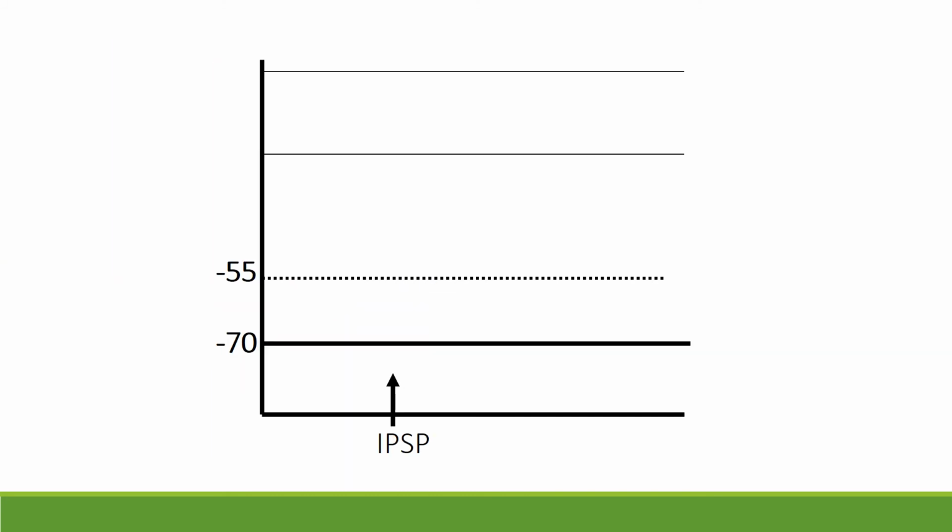This is how an IPSP would look on a graph. Remember, the I means inhibitory. It means that it's going to take the membrane potential down below minus 70 millivolts. So in order to generate an action potential, you'll need an even stronger stimulus to get it up to minus 55. We're going to look just for a moment at the classification of neurotransmitters.